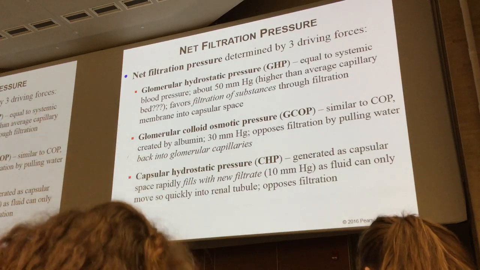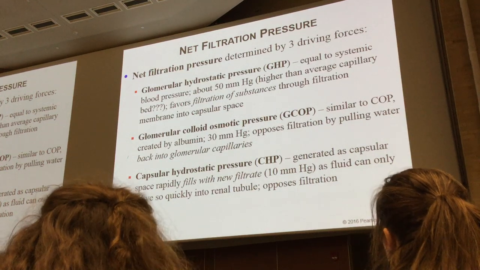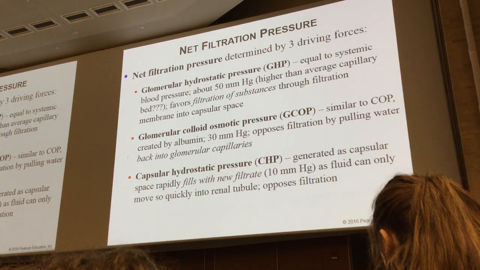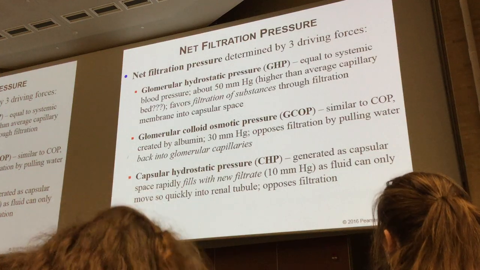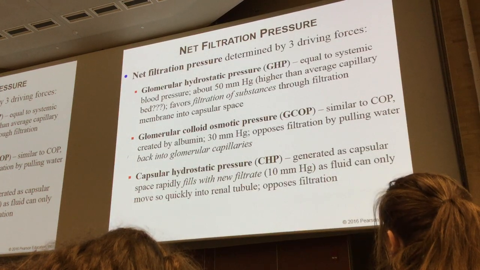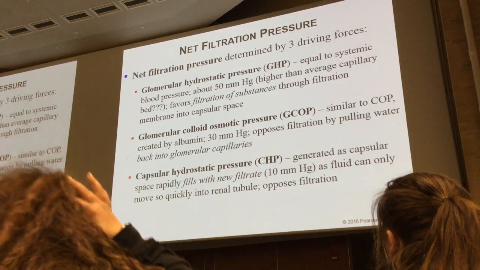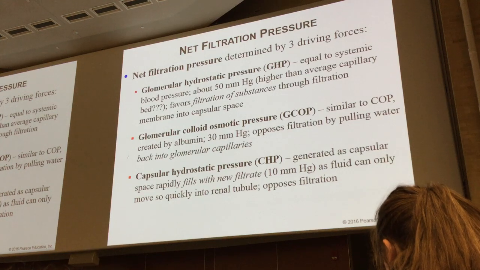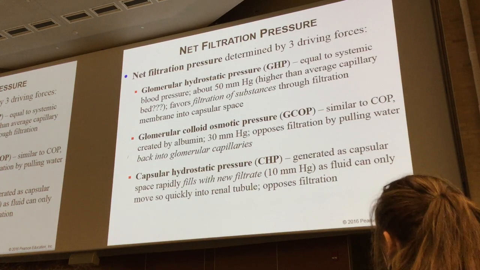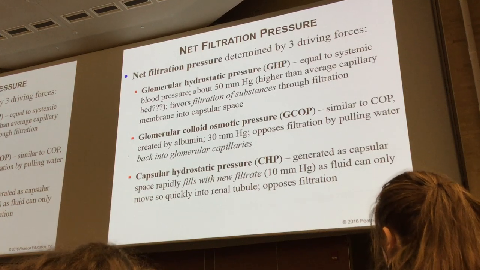And we're going to do that because we need three values. You'll have to do this on the exam, but we're going to do the first normal one. Okay. So the glomerular hydrostatic pressure is equal to the blood pressure, but it's about 50 millimeters of mercury. It is higher than the capillary bed. Anybody remember what it was in the capillary bed? 35, yeah. So, because it is higher, we're gonna be able to force things out because it's a higher pressure, and that's good. We're gonna force it through the glomerulus.